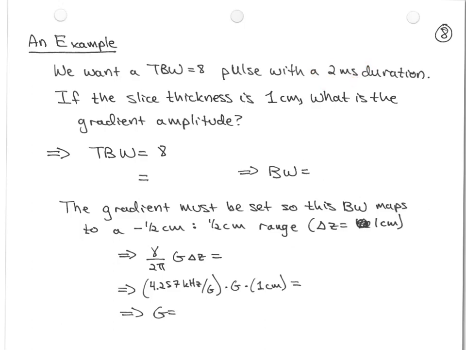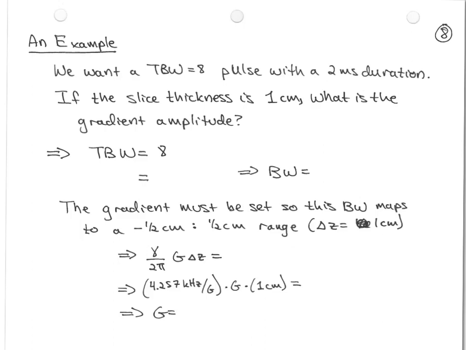Now, if the slice thickness of the target slice is 1 centimeter, which is also fairly realistic, maybe a little thick, but pretty realistic, what is the gradient amplitude that we would need to play out simultaneously with the RF pulse, right, in order to get that slice thickness? Okay, so what we're given here is the time bandwidth and the slice thickness and the duration.